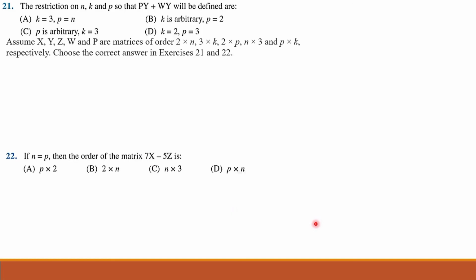Now coming to the 21st problem, it is an MCQ. We have to assume X, Y, Z, W and P are matrices of order 2 by n, 3 by k, 2 by n, n by 3 and p by k respectively. So choose the correct answer in exercise 21 and 22. So the 21st question is: the restriction on n, k and p so that PY plus WY will be defined are.